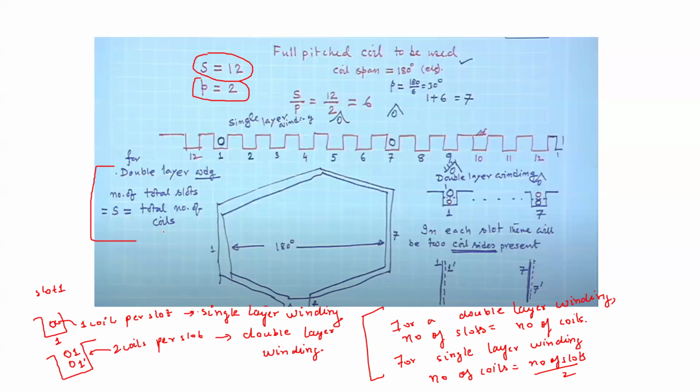Now what we have to find: first of all, let us say that it is a full pitched coil. In the last class we have seen a short pitched coil. For now, for understanding, let us take an example of a full pitched coil. For a full pitched coil, we know that the coil span is equal to, because full pitched means that you have a north pole and you have a south pole. Suppose these are the slots like this.